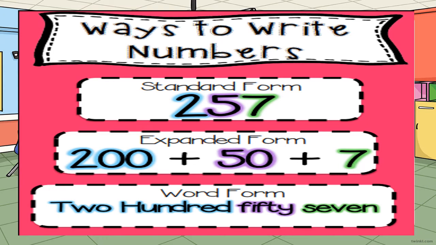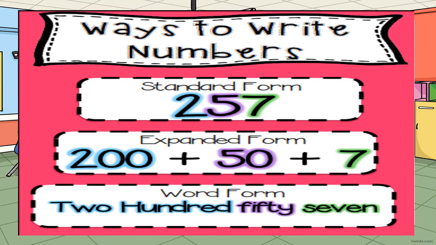When we are expanding, we stretch it out. So we look at the place. The digit 2, that's 200. The digit 5, that's in the tens place, so that's 50. The digit 7 is in the ones place, so that is 7. Notice the plus sign that we have in between. Notice you have to put the plus sign. So if you add those up, 200 plus 50 plus 7, you will come back to 257.